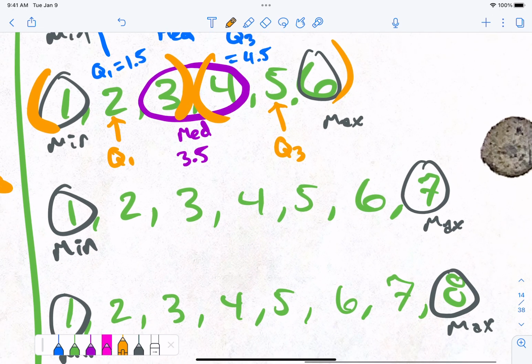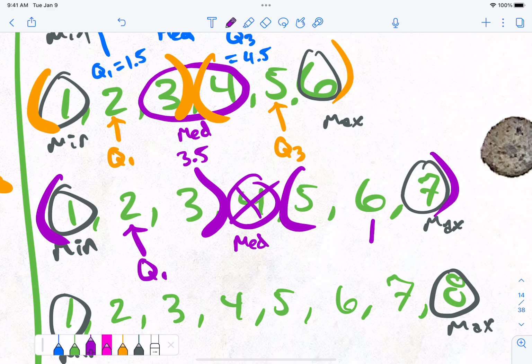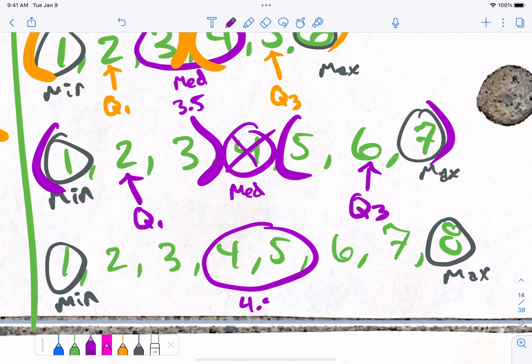Like this one. There are 7 numbers here. My exact middle number would be? 4. That's my median. So I'm going to throw him out. And to find the middle here, that would be? 2. And this guy would be 6. Does that make sense? When I have 8 numbers, my numbers will be 4 and 5. So 4.5 is the median. And then here, I get to use 4, and I get to use like all the way to 1.